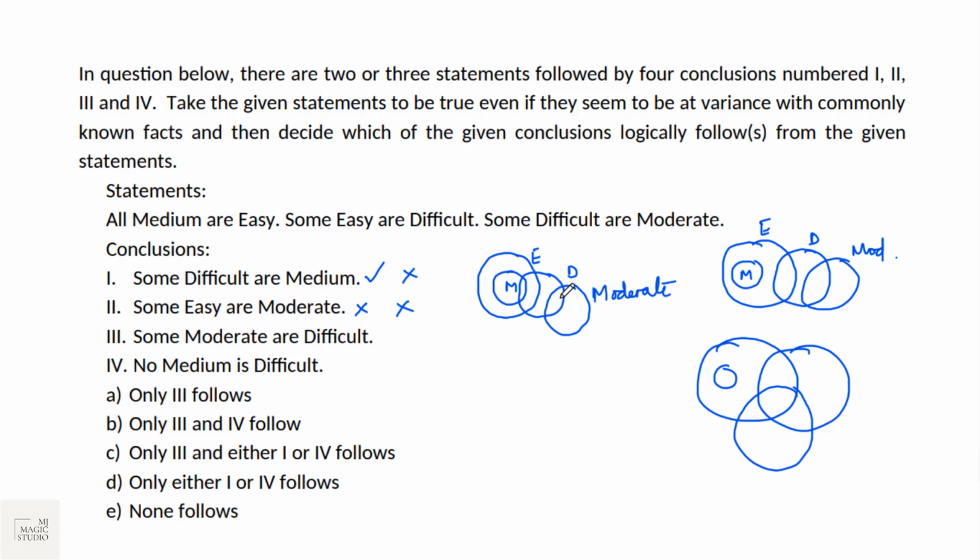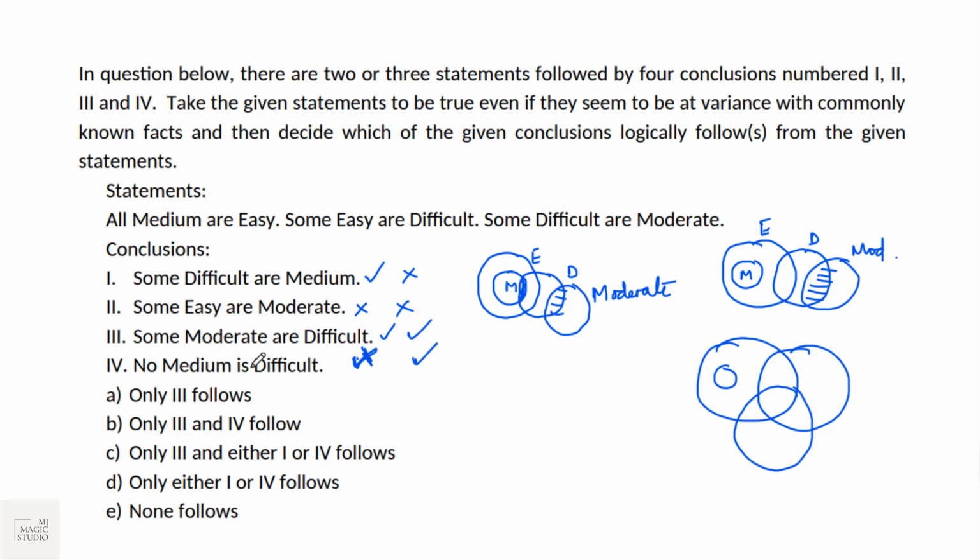Some moderate are difficult. Obviously it will follow. No medium is difficult. Here we can see that some medium is difficult, but here no medium is difficult. So it is not following in the first one but following in the second one.